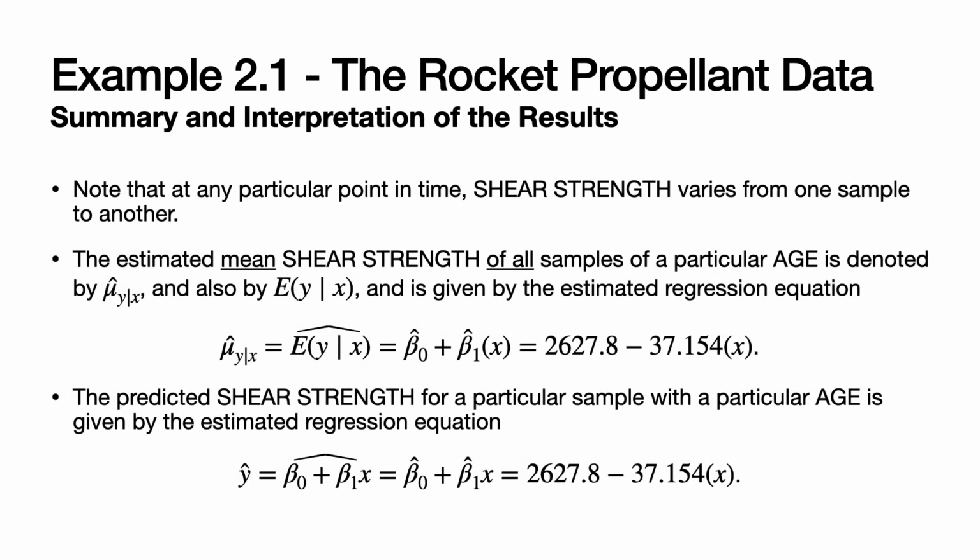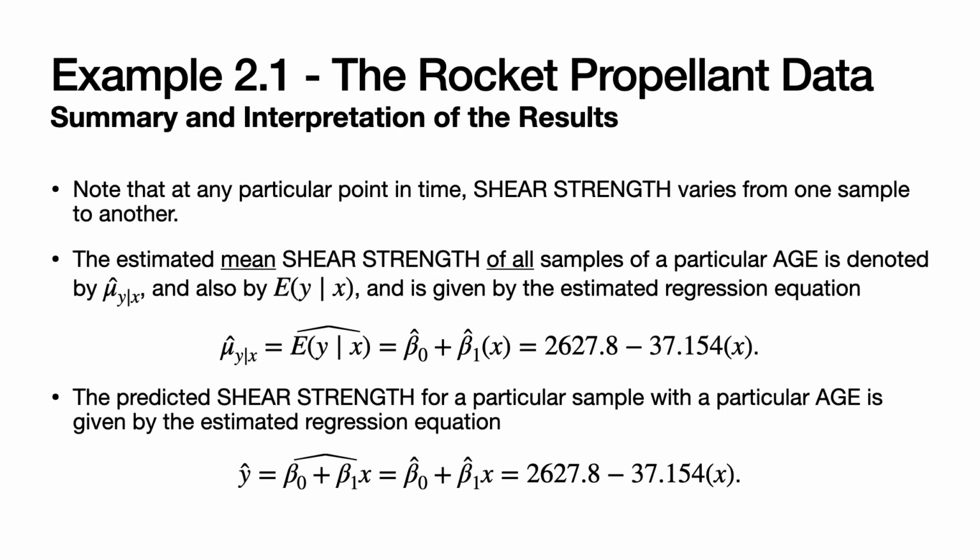Note that at any particular point in time, shear strength varies from one sample to another. The estimated mean shear strength of all samples of a particular age is denoted by mu hat sub y given x, as well as by the expected value of y given x. And I should have a hat on that expected value, so I will correct that in your notes. All right, and this is given by the estimated regression equation shown here.